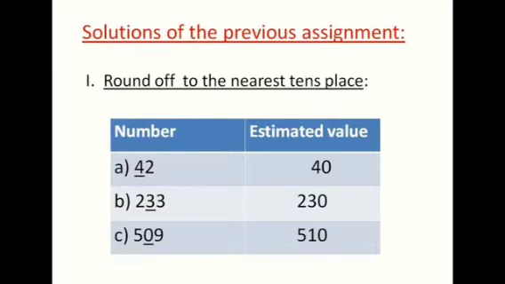Question number A, it was 42. So you have to estimate to the nearest tens place. I hope you have underlined the tens place. So the estimated value will be 40. Question number B, 233. So this 3 has been underlined and the estimated value is 230. Question number C, 509. Tens place is 0. So after estimation it will be 510.